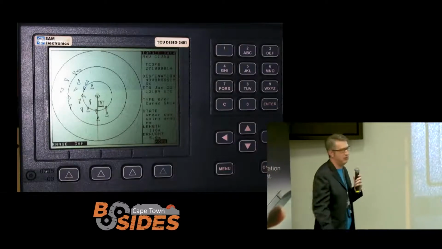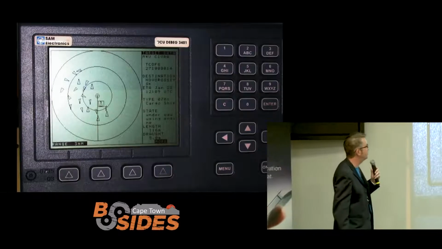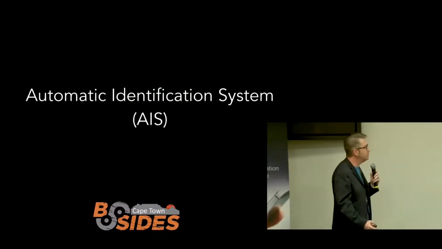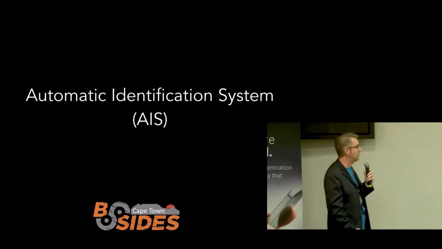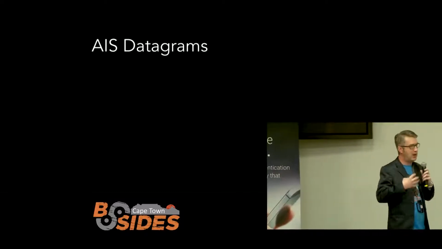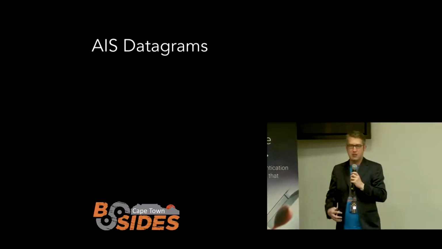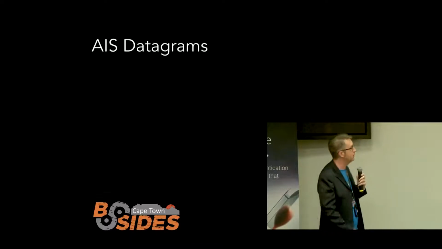Other ships, you could track airplanes as well. You'd need some different equipment. We'll chat about that in a second. Anyway, they use a system called AIS, Automatic Identification System. And because I'm a software guy, I like to think of them as datagrams. Don't call them datagrams. I just like doing that.